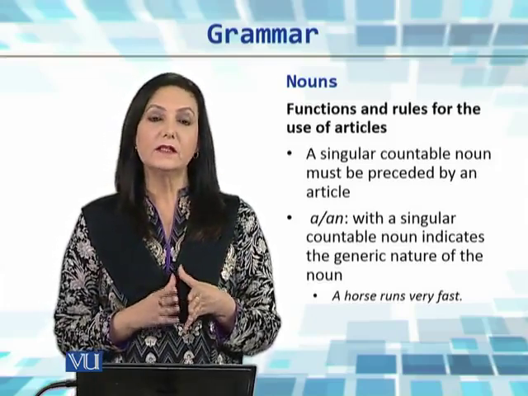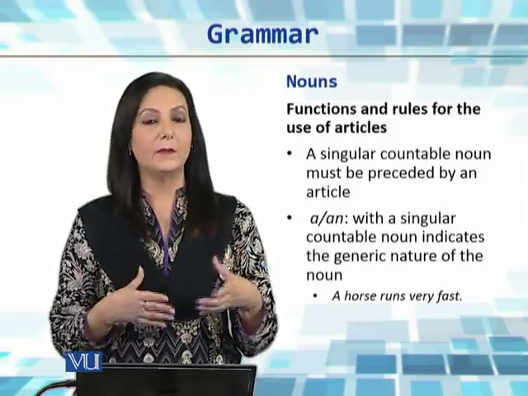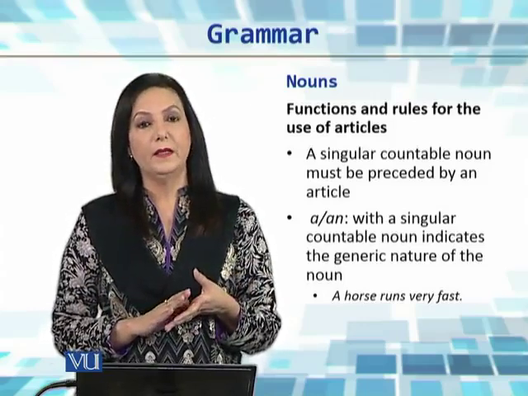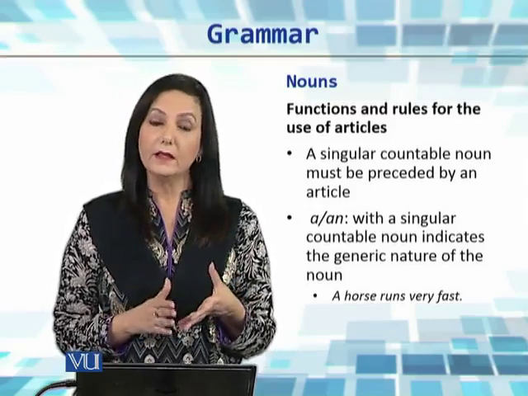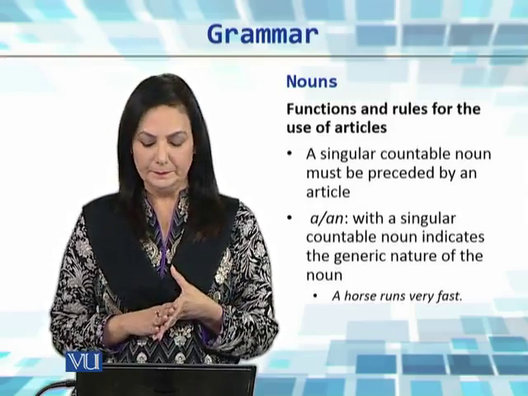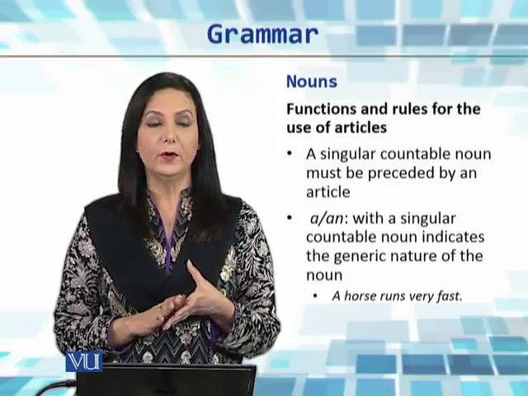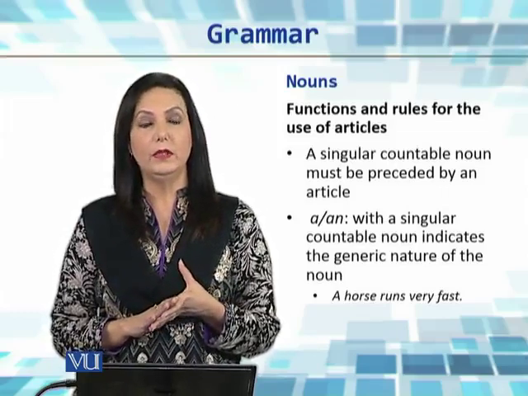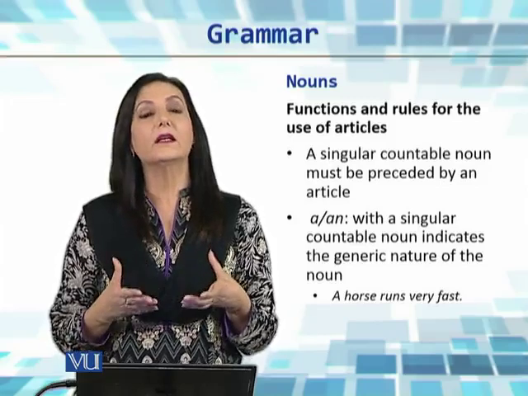In English, a singular countable noun, for example, when you say girl, table, pen, camera, pencil, is always preceded by an indefinite article, that is a or an, and in some cases can also be preceded by the definite article, that is the. When you use the indefinite articles a or an with a noun, you use them to indicate the generic nature of the object.